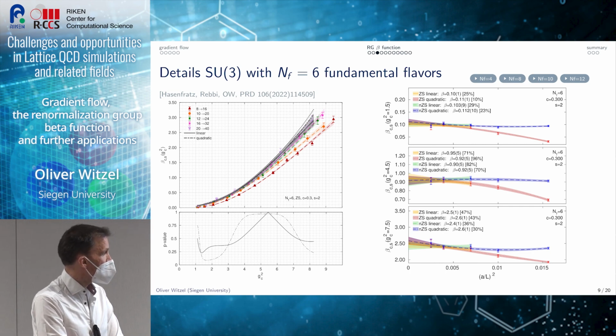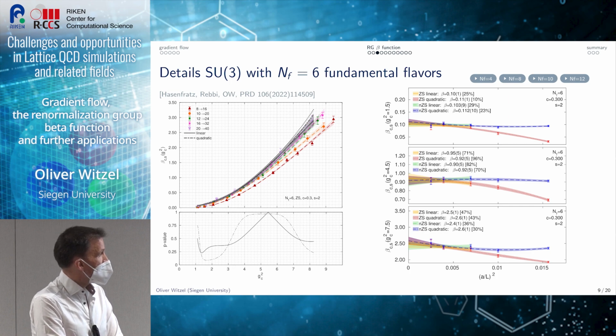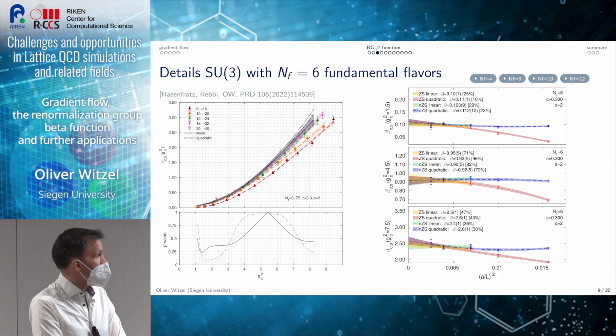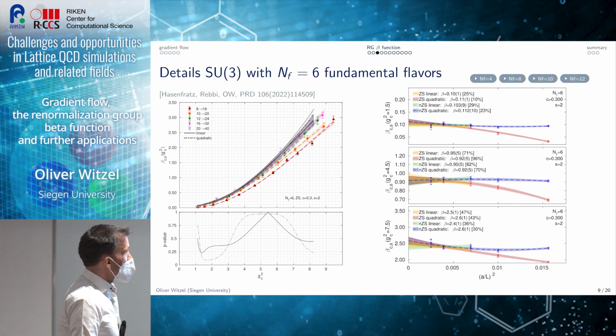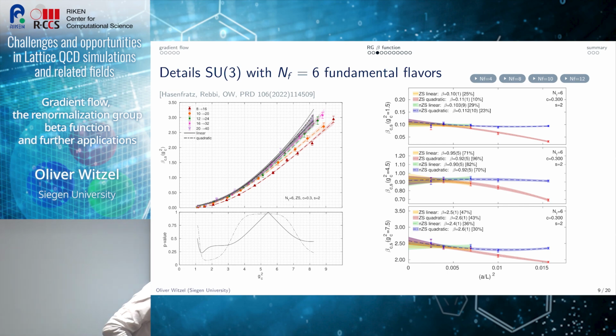The corresponding p-values are shown in the plot in the bottom. And the final result is then the black line with the gray error band for the linear fit, and the dash-dotted line with the dotted error band for the quadratic extrapolation. Now, in this case, I show the data with Zeuthen flow and the Symanzik operator.